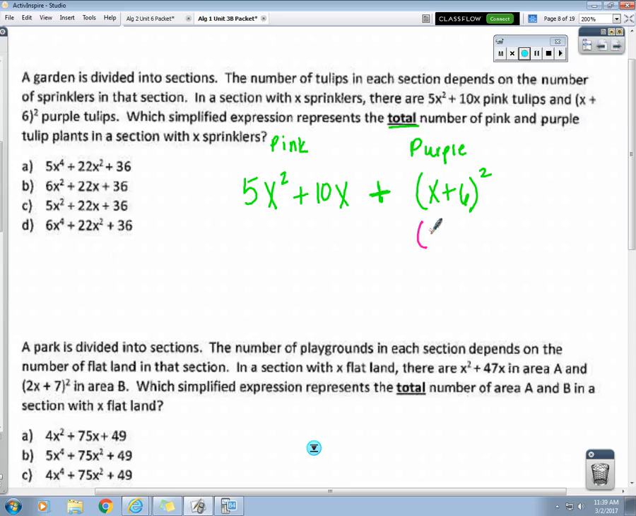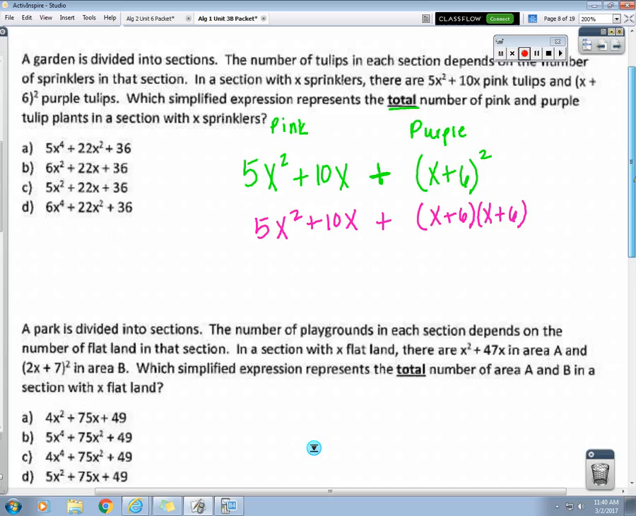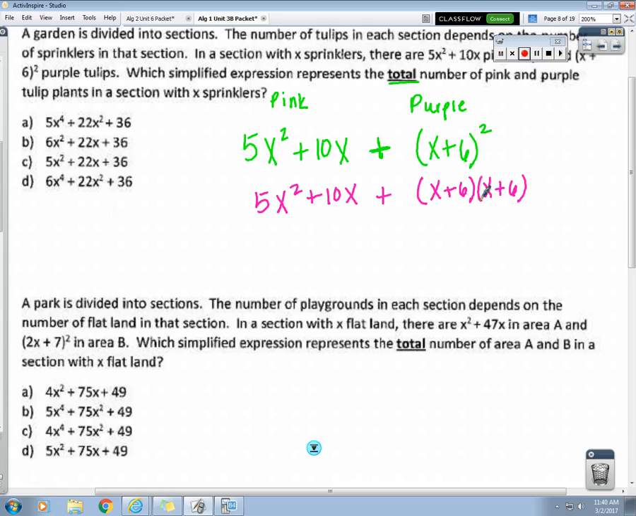This side needs to be written out twice since it's squared and distributed, correct? So this side we're not going to touch yet. We're just going to keep writing it. But on this side, since it's x plus 6 squared, we need to write it out twice and distribute it. So that'll become x squared plus, so won't that become 12x? Look, 6x and 6x will become a 12x in the middle. I went ahead and combined like terms in the same step. And then plus 36.